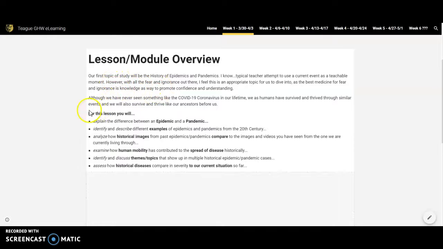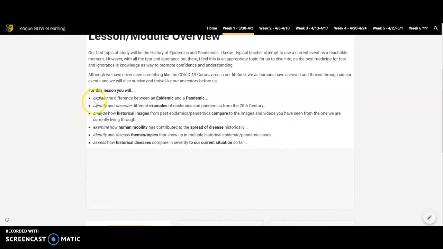And so here are your learning objectives. Explain the difference between an epidemic and a pandemic. Identify and describe different examples of epidemics and pandemics from the 20th century. Analyze how historical images from past epidemics and pandemics compare to the images and videos you have seen from the one we are currently living through.